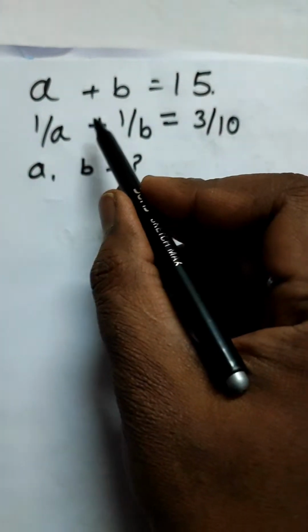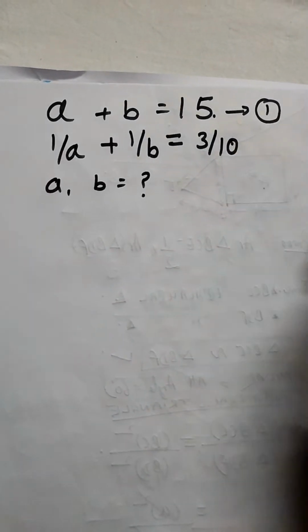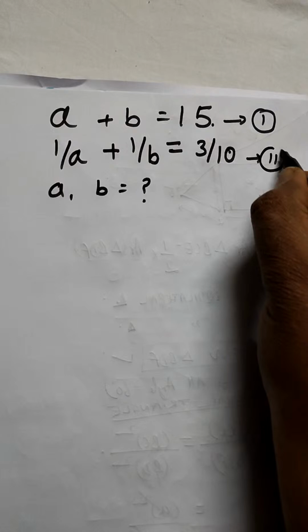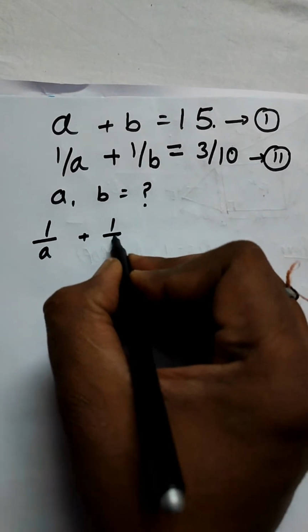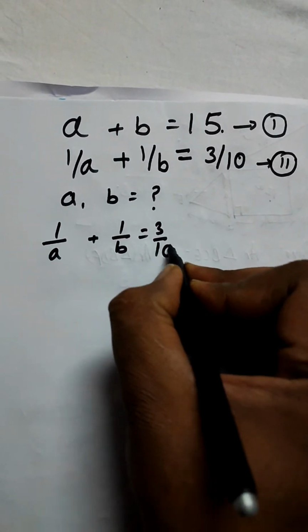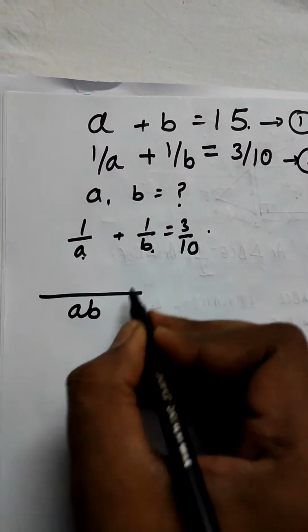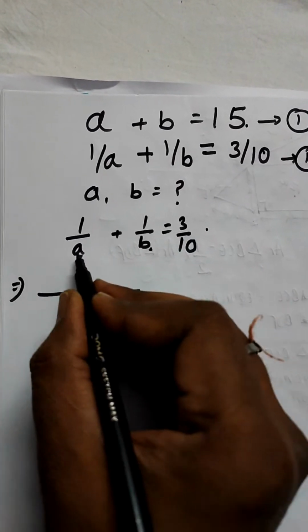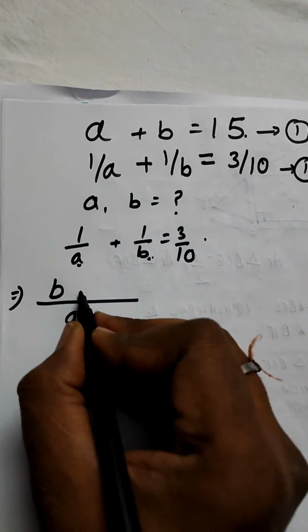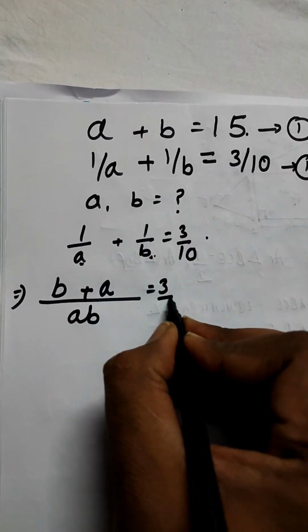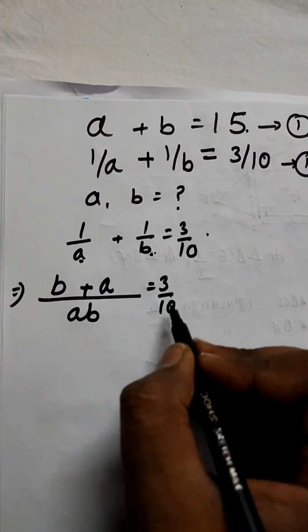Here you can see a plus b is 15, right? So let's say this is equation number 1 and this is equation number 2. Since 1 by a plus 1 by b is 3 by 10, right? Just take the LCM. So in the LCM it will be ab, and a is there, so it will be b into the numerator of this fraction. So here plus a equal to 3 by 10. I hope this step is clear to you. b plus a by ab equal to 3 by 10.